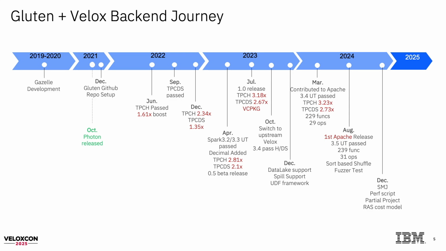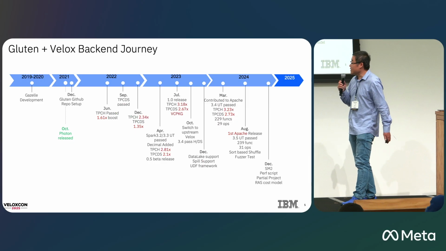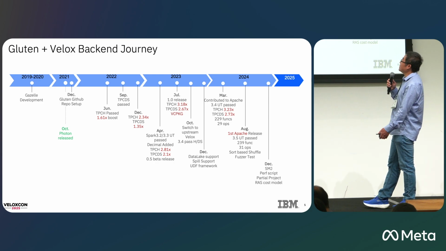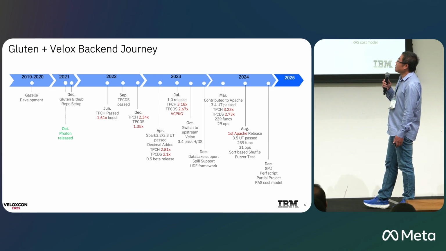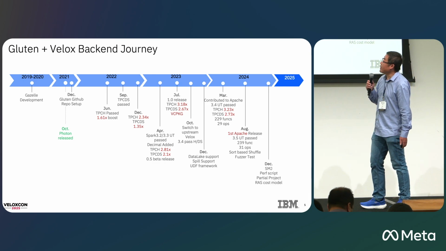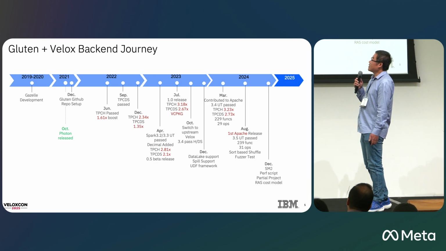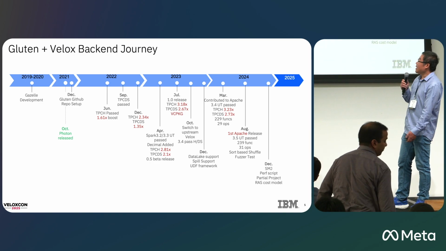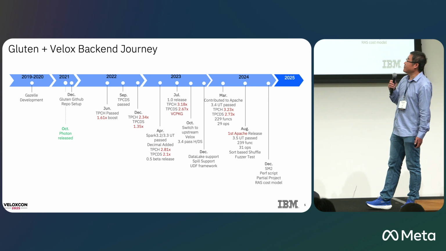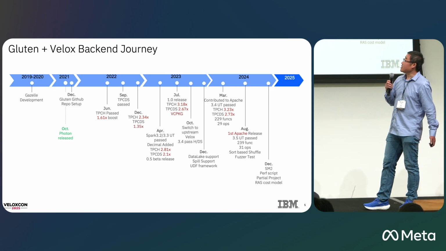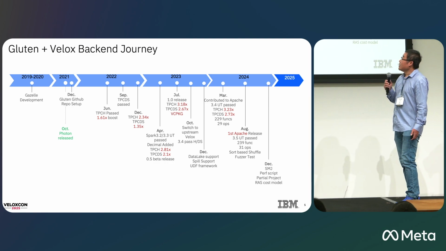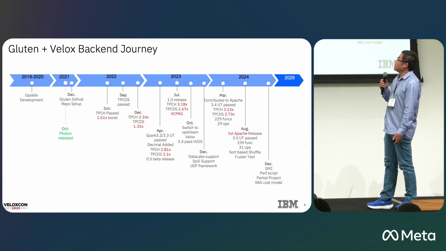Here is a simple journey of Gluten. We actually started Apache Gluten as the Gazelle project back in 2019. It's 5-6 years ago. And at the end of 2021, we noted that the Gazelle project could not go on, because our team had developed the Apache Arrow-based SQL engine. It was very hard, its performance was not good, and there were lots of issues. So we moved to Velox in 2021. At the end of 2021, in December, we started the Gluten repo.